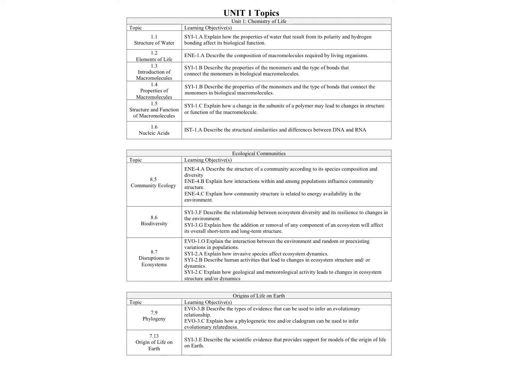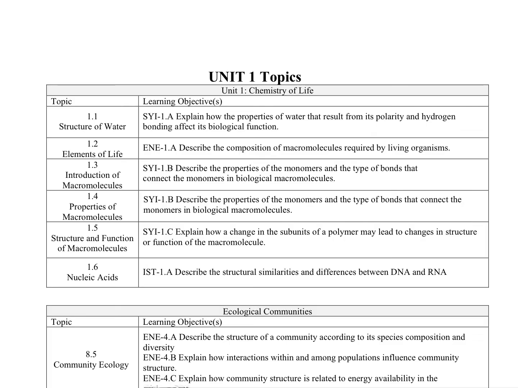Now, when you look at some of these topics, for example, I'm going to zoom in here. For this first one, it is: explain how the properties of water that result from its polarity and hydrogen bonding affect its biological function. So this is the first objective that College Board expects you to be able to master. Well, the question is, how do you do that? How do you explain the properties of water?